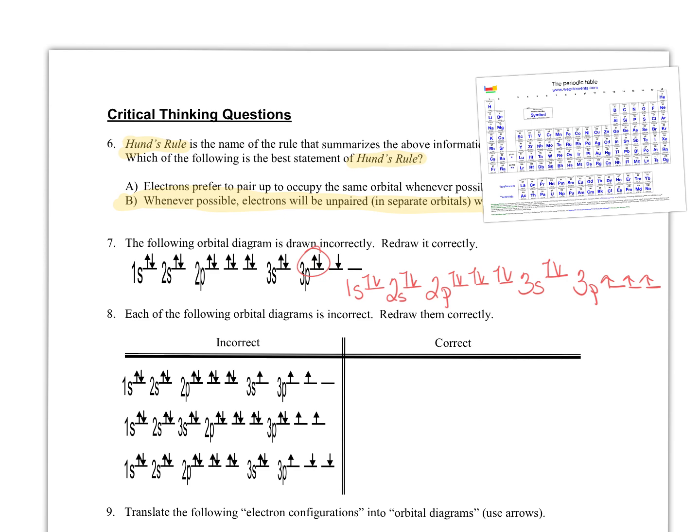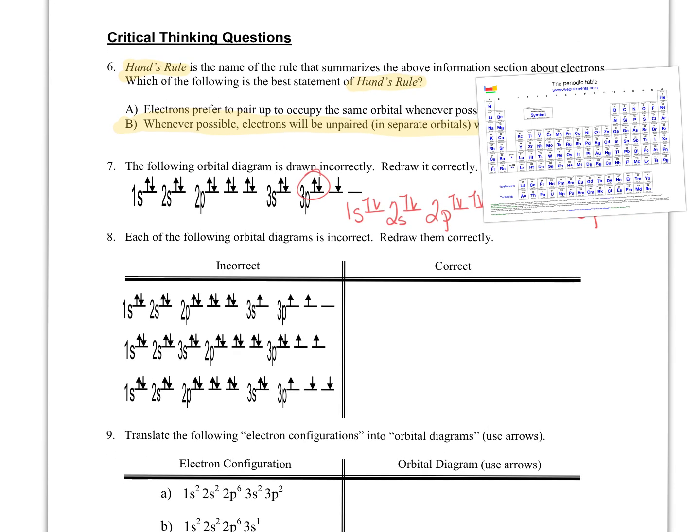Okay, let's look at question 8. Each of the following diagrams is incorrect. We have to draw them correctly. Just take it one at a time. The first one, the 1s2, is correct: 1s, and then we have 2 in that orbital. Then we have 2s, an orbital, and it's filled. Then we have 2p with 3 orbitals, and each of these are filled, so that's correct.